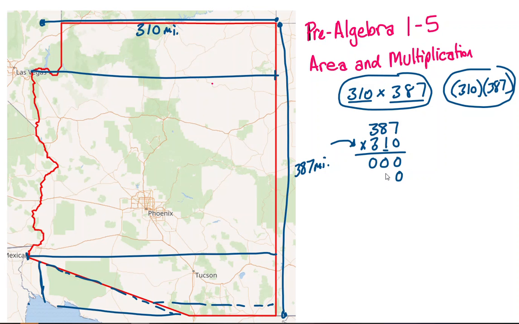1 times 7 is 7. 1 times 8 is 8. 1 times 3 is 3. Okay, and now we're going to the hundreds digit, the 310. We're going to multiply all these numbers by 300, and so we're going to shift over 2 spaces. So I add 2 zeros to my next line. 3 times 7 is 21. 3 times 8 is 24, plus the 2 that I carried, so 26. And then I carry the other 2. 3 times 3 is 9, plus the 2 that I carried is 11. So write down 11.